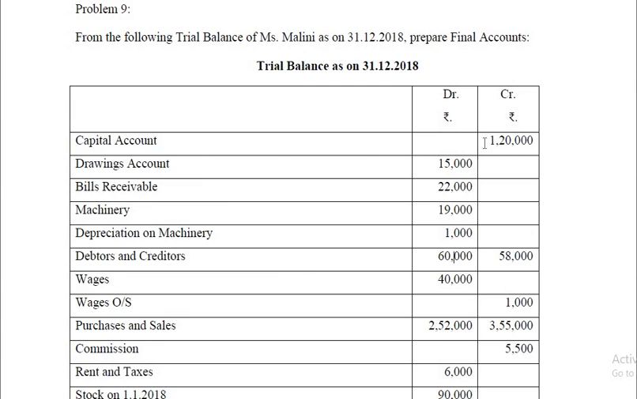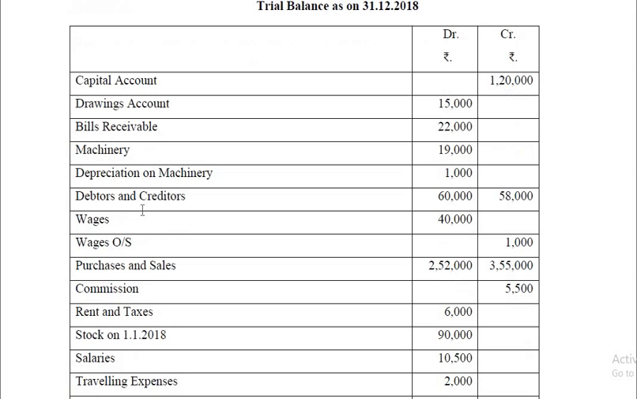Capital account is shown on the liability side of the balance sheet. Drawings should be deducted from capital on the liability side. Bills receivable, asset side of balance sheet. Machinery, asset side of balance sheet. Depreciation on machinery should be debited to profit and loss account. That's all. No question of deducting that in the balance sheet from the machinery, because it's a trial balance item.